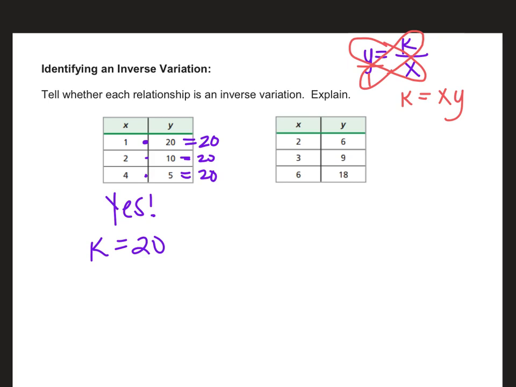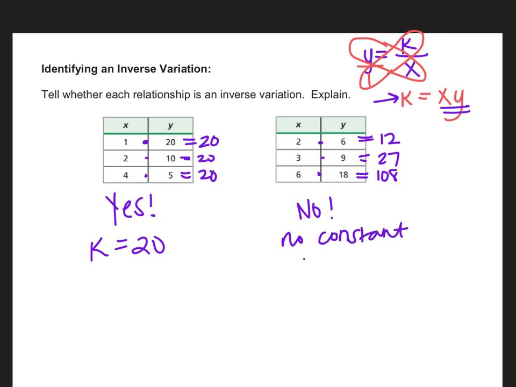Okay, so here's another table of values. Let's see if this is representing an inverse variation. All you do is see if x times y equals the same k value for each ordered pair. So 2 times 6 equals 12, so that's our k value. 3 times 9 equals 27. And 6 times 18 equals 108. So you can see that we have 3 different k values for each ordered pair. So that means that, no, this is not an inverse variation, and the reason why is there is no constant of variation. Constant means it has to be the same. We did not get the same number right there.